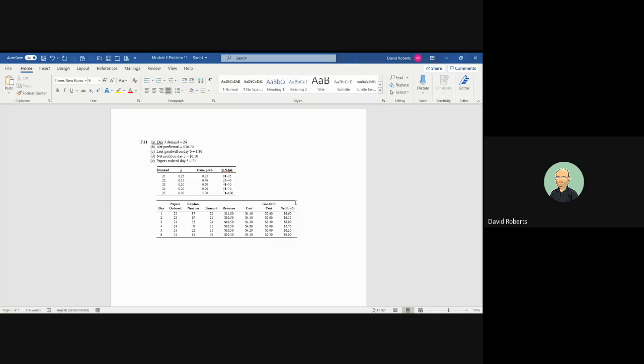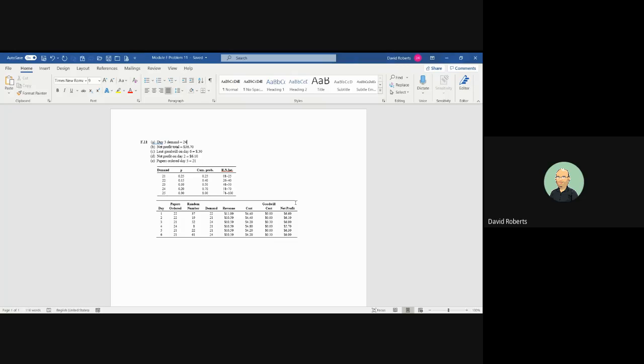Then we add another 10%, so from 41 to 50. Another 20% from 51 to 70. And then we have 30% to give us our 100%, so from 71 to 100. These are for the random numbers, which you're going to see in a moment.